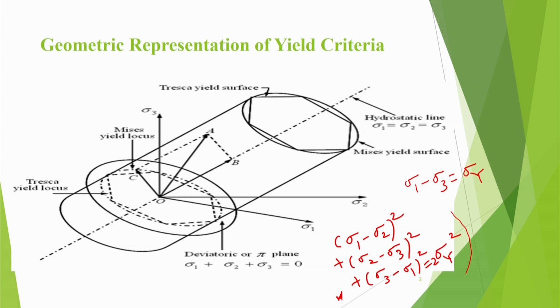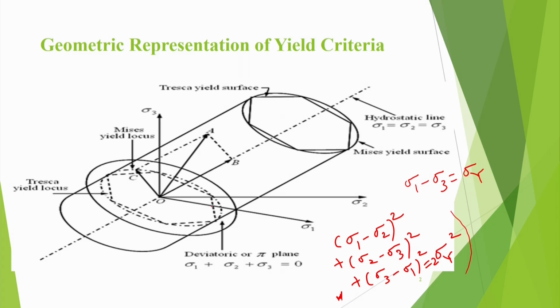Now, if I cut this cylinder by a deviatoric plane called the pi plane, in which hydrostatic stress is not there, that means if I cut it by the plane sigma 1 plus sigma 2 plus sigma 3 equal to 0, that we call the pi plane. You know sigma 1 plus sigma 2 plus sigma 3 equal to 0 in 3D is the equation of a plane. In 2D, x plus y equal to 0 is a straight line, but in 3D x plus y equal to 0 is a plane. x plus y plus z equal to 0 is also a plane.